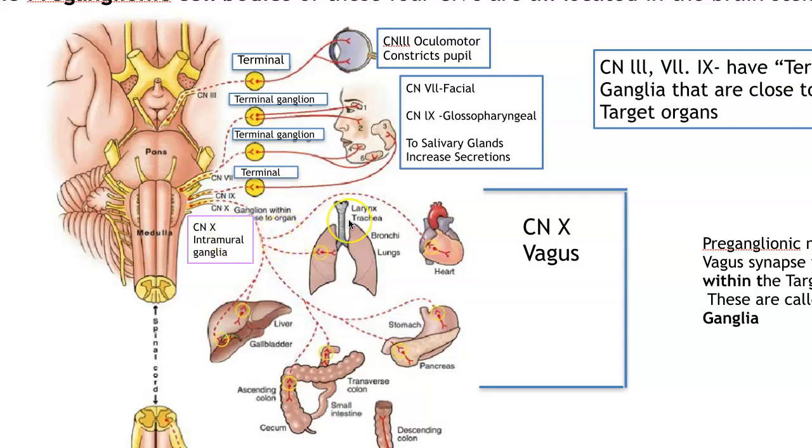Now, vagus is totally different because he controls so much of our parasympathetic nervous system. He's going to leave through cranial nerve number 10, and the parasympathetic fibers are going to travel deep into the thoracic cavity, where it's going to go into the lungs, trachea, and heart.